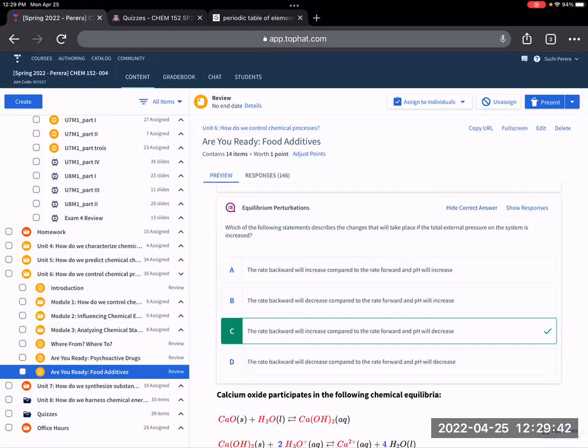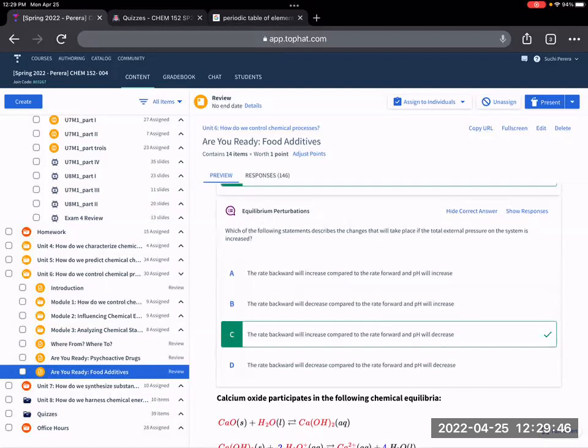Yeah, it's up to you. Option C. Yeah, because option D says the backward reaction will decrease. So we already established that backward reaction will increase. Therefore, the correct answer is option C, not D. That's correct.